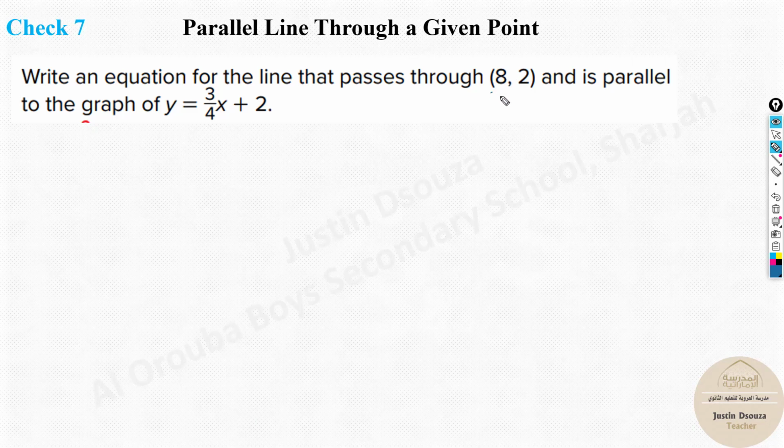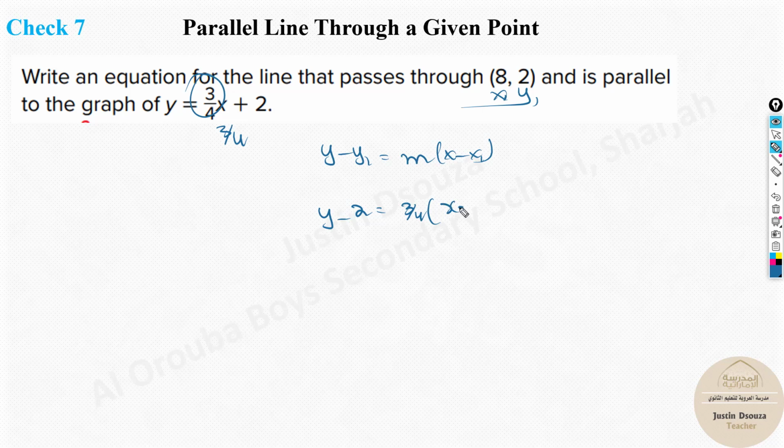Here you can see the point x and y is there. What is the slope? It's 3/4. We need to write the equation. So first of all, m is there, x1, y1. Just write the point slope form. y minus y1 equals m into x minus x1. And y minus y1 is y minus 2. That is equal to m, which is 3/4. x is as it is. And what is x1? Minus 8.